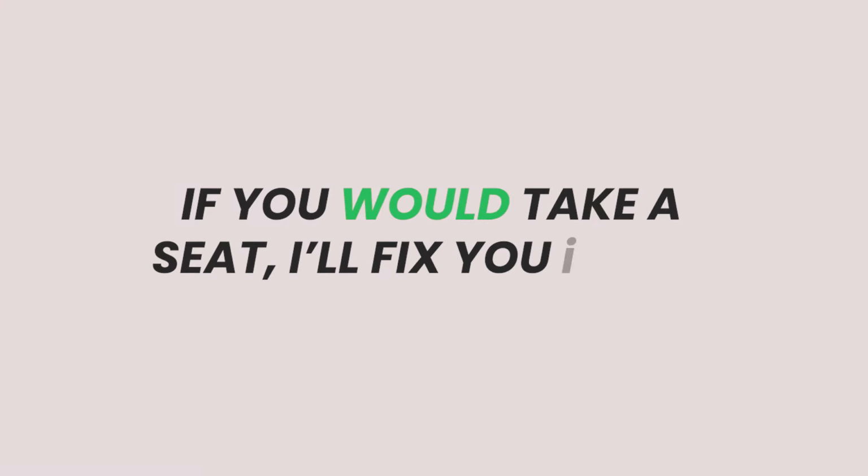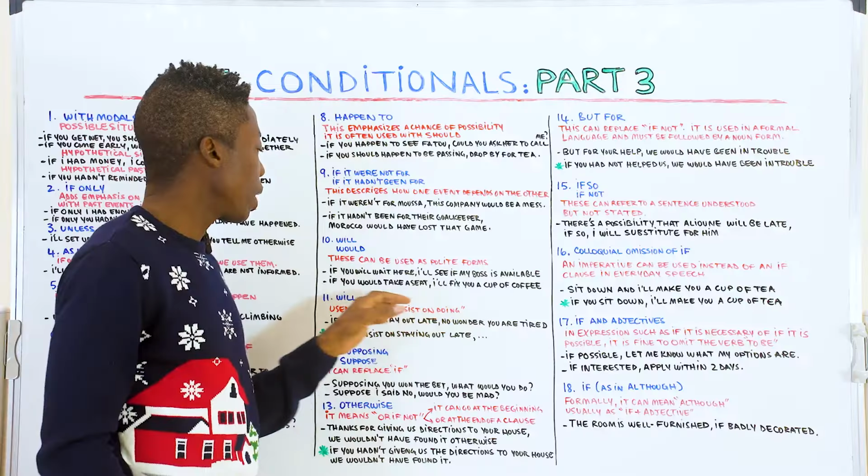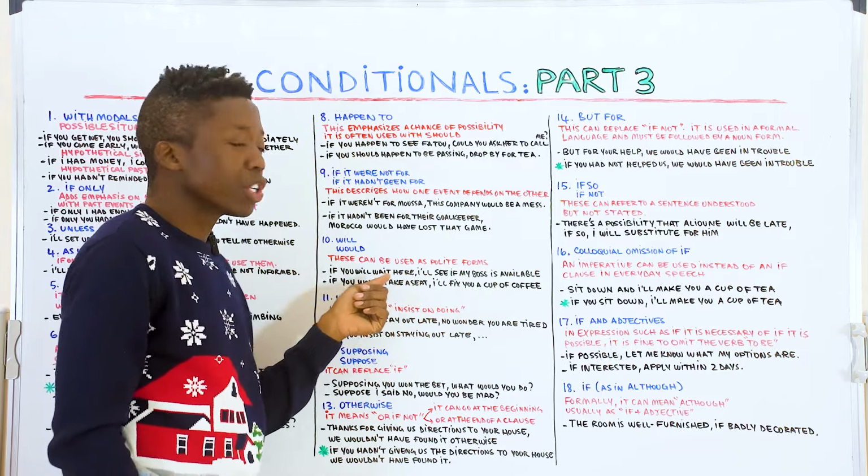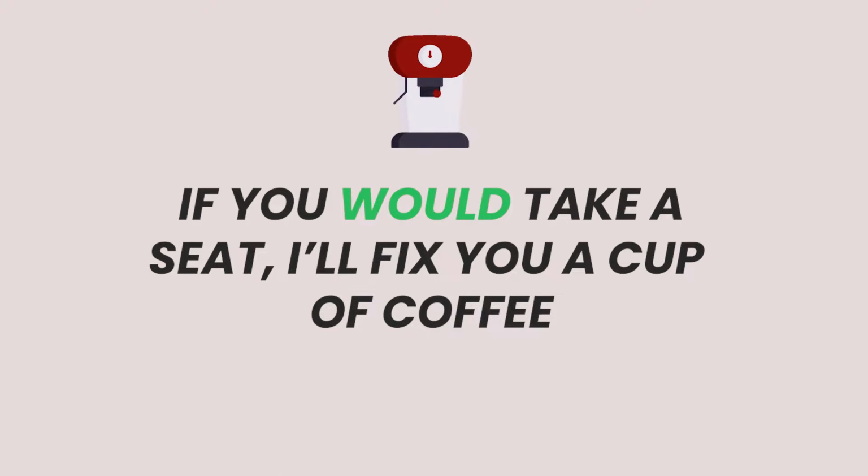Example number 2, if you would take a seat, I will, okay? So here we can use would and then will. It's fine because this would is just for politeness. I will fix you a cup of coffee, all right?